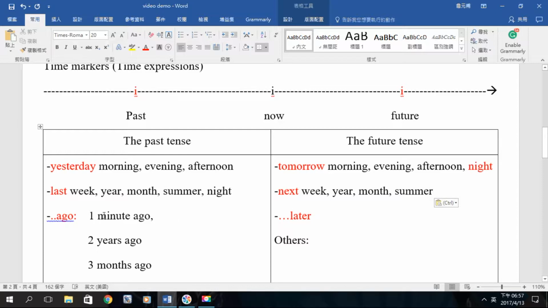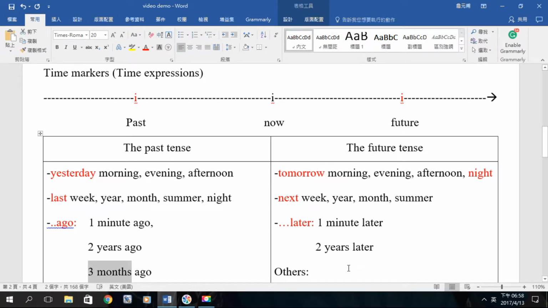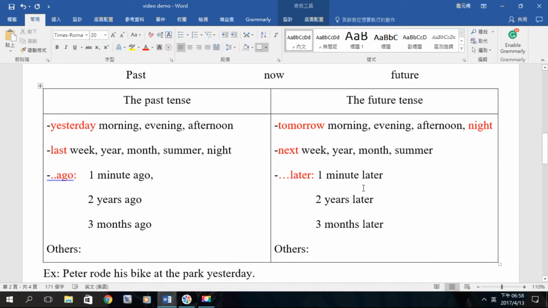So it's 1 minute later. And then 2 years later. Or even 3 months later. So as you can see, the three keywords are the opposite to one another: yesterday, tomorrow, last, next, ago, and later. They are used in similar ways, almost identical ways, except for one thing: night. In the past tense, it's last night. In the future tense, it's tomorrow night.